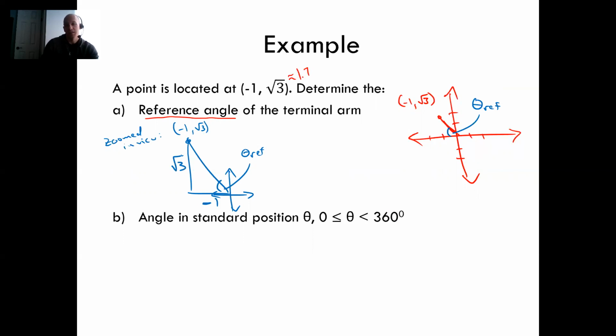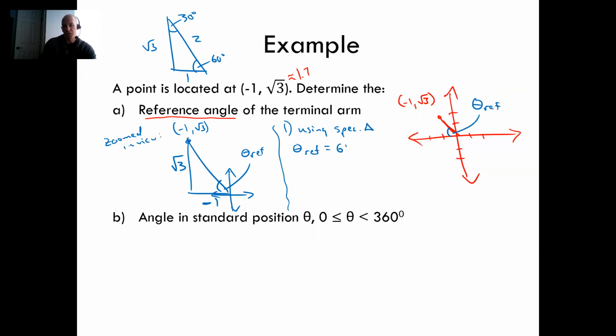Now, here's the thing that's a little bit sneaky about this. If you are a special triangles champion, and you should be, but if you're still working on it, that's fine. 1, root 3, 2, this is your 60, this is your 30. If you have this memorized, because it is one of those you need to have memorized, great. You can do this one of two ways. Method 1, using special triangles, we can say the reference angle equals 60. There's no work to show for that, you just know. But method 2 is you can use the calculator.